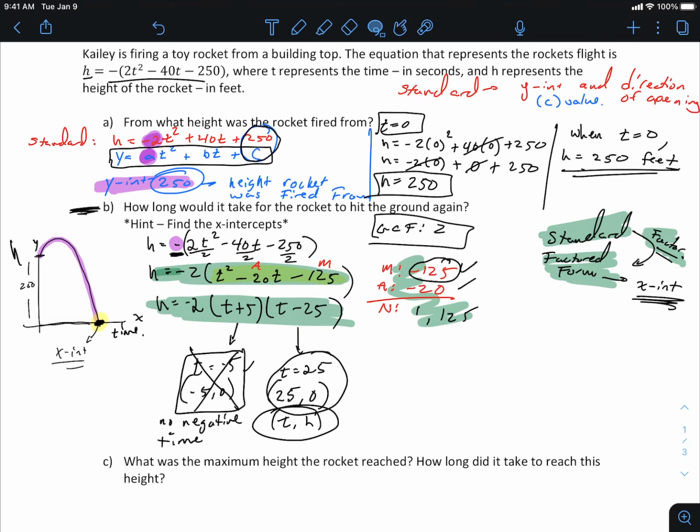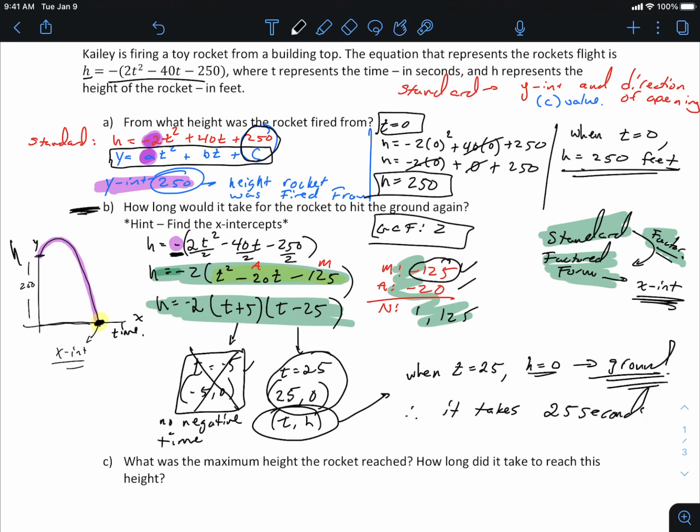Okay, so what's it reading? Well, when t equals 25, h equals 0. H equals 0, that's the ground. Well, how long does it take to hit the ground? 25 seconds, right? So therefore, it takes 25 seconds. Does anybody have any questions?